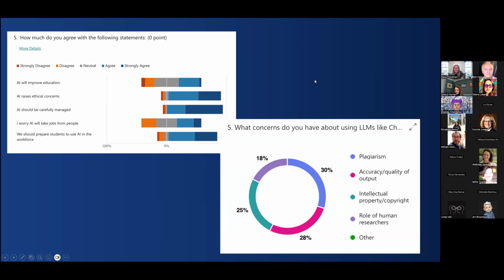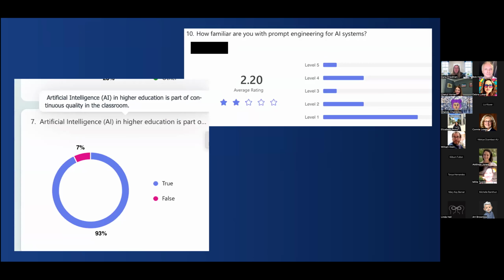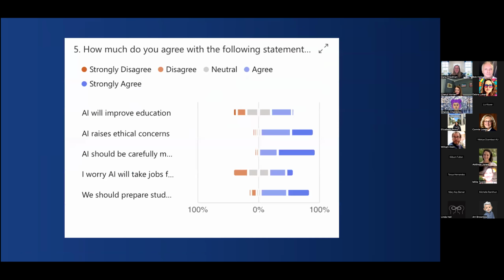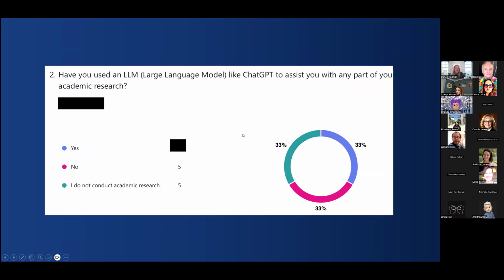How much do you agree with the following statements? These kinds of questions were what we were really looking at with ours. How familiar are you with prompt engineering? Those types of things were the questions we were asking. But then we had to also look at it from the student side.